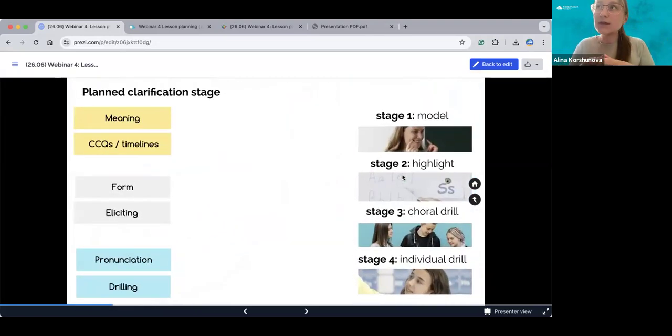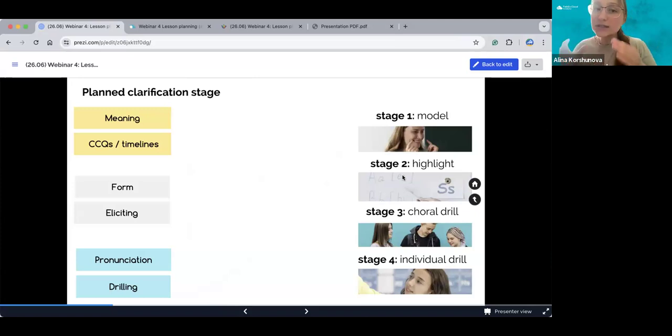Remember that we need to be 100% sure how we will explain the meaning of the word, or the grammar structure, how we will check whether they understand. So we need to be ready, we need to prepare, plan the CCQs, concept checking questions that we need to ask them in order to check whether they understand.